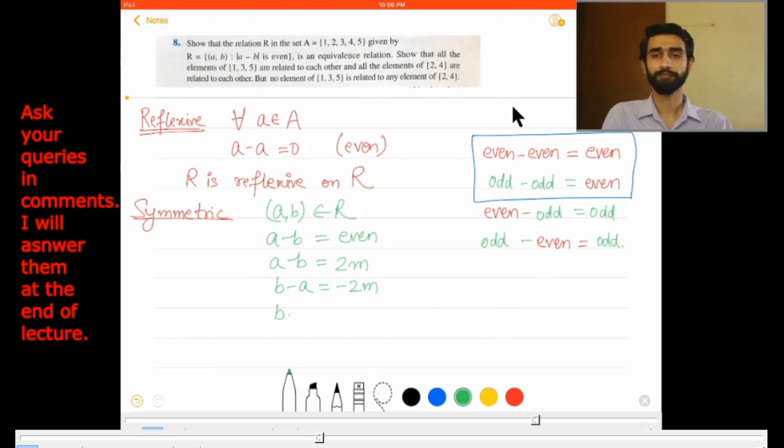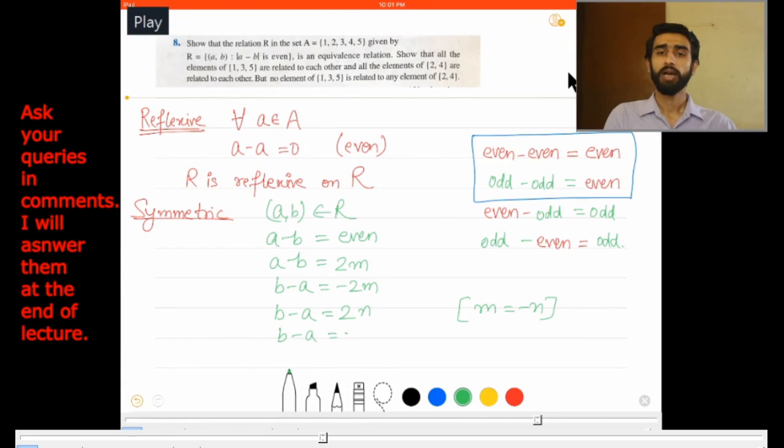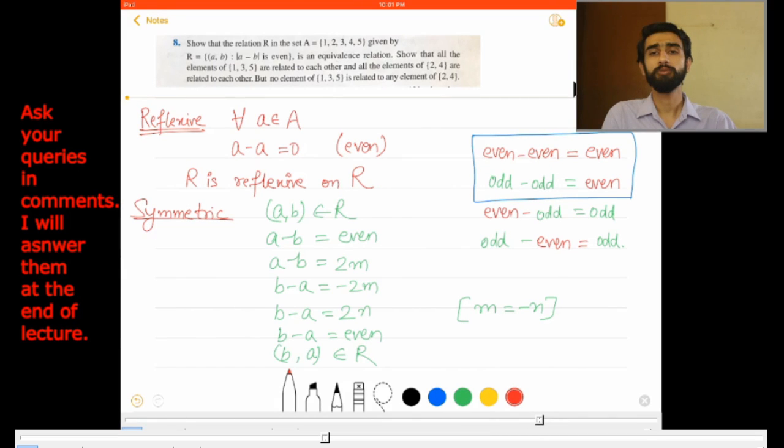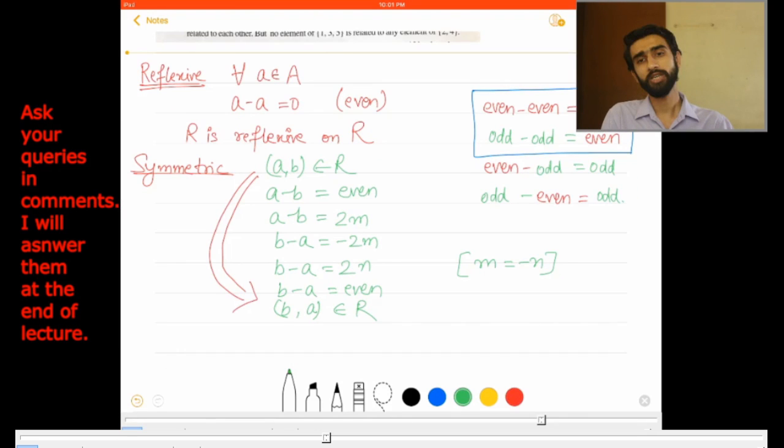Okay, it is clear. Now I can also write b minus a equals to 2n, where m equals to minus n. I just removed the minus sign so that it can remain in the form of an even number. Now b minus a is again even because it is in the form of 2n. So I can write that b comma a also belongs to R. Now starting from a comma b belongs to R, it implies b comma a belongs to R. And what it means? Hence relation R is symmetric. We are done with the symmetry.